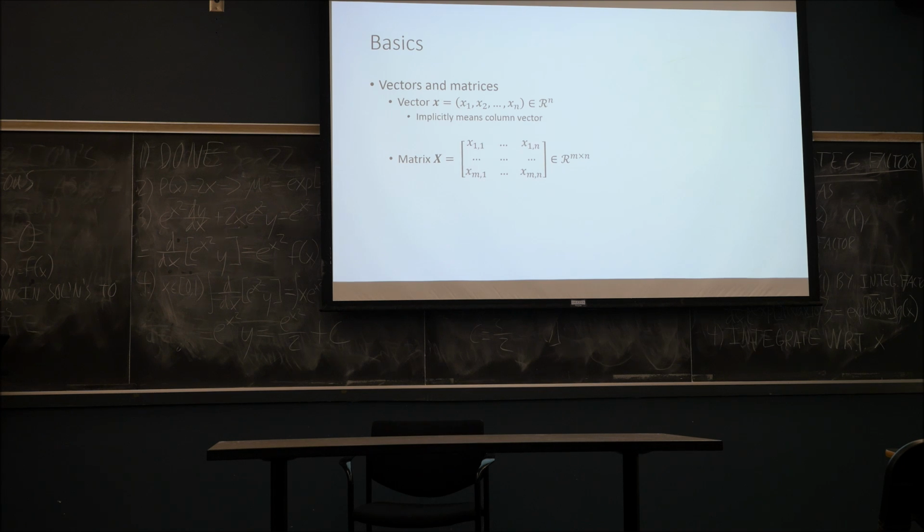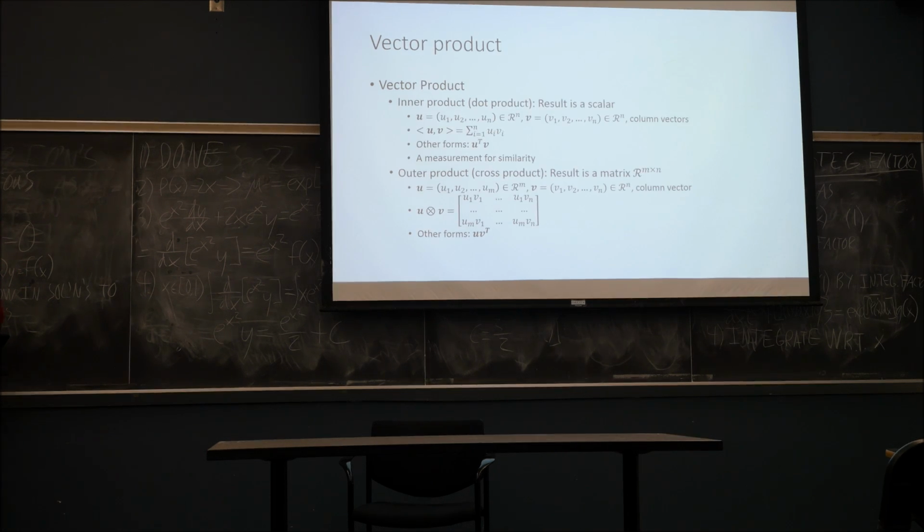For a matrix, you already know that. It's R^(m×n), where m is the number of rows and n is the number of columns. Now the vector product. There are two kinds of vector product: one is the inner product, the other is the outer product. If I go too fast, please stop me. If anything is confusing, just raise your hand and I can answer your questions.